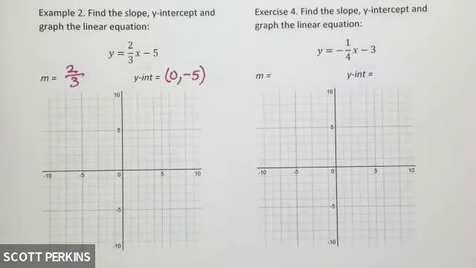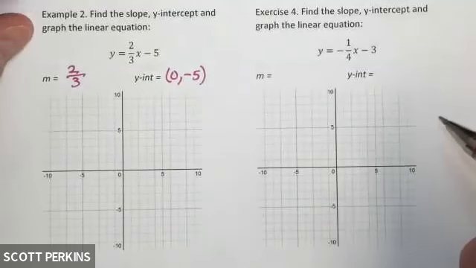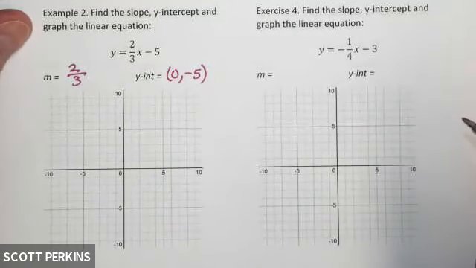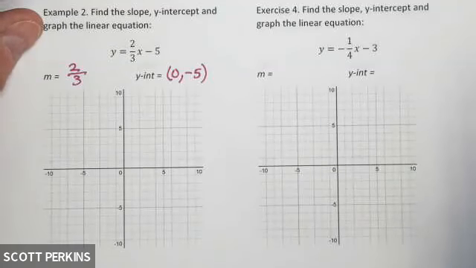All right, exercise 4. We're going to do this in steps, and then we'll come back and do the second part of example 2. I want you to take 20 or 30 seconds, identify the slope and the y-intercept of that problem, please. All right, what's the slope of that line?